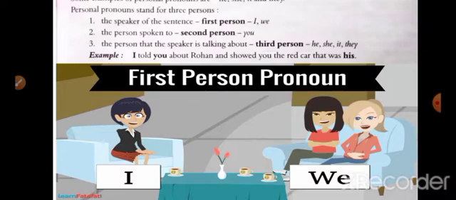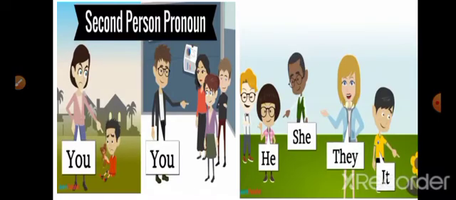One example is given here. I told you about Rohan and showed you the red car that was his. Here I is the first person pronoun as it stands for the speaker. You is the second person pronoun as it stands for the person spoken to. And his is the third person pronoun as it indicates the person spoken about. You can see in the picture the first person pronoun I, we. Second person pronoun you. Third person pronoun he, she, they, it.